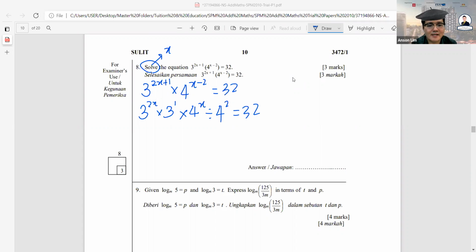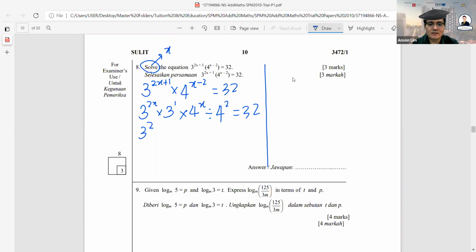Because you already split them, what should I do next? This is something you need to think about. To solve this question, you have to know 3 power 2x, 4 power x. I want to find x, so you have to know where the x is. X is here, and then 3 power 1 divided by 4 power 2 is 8.